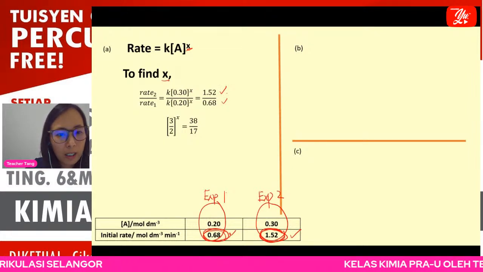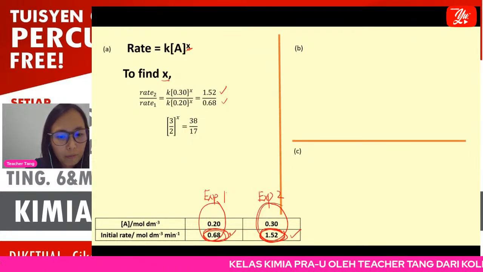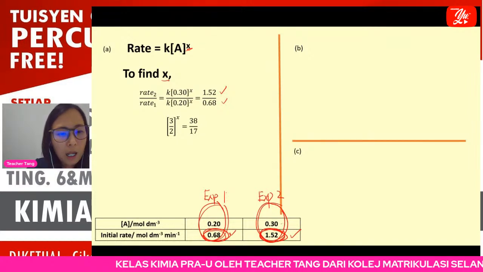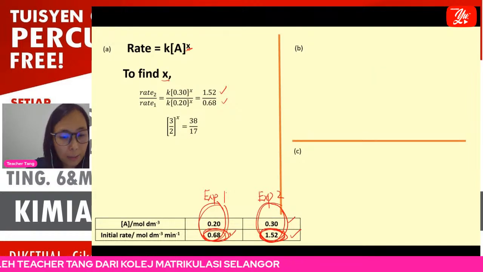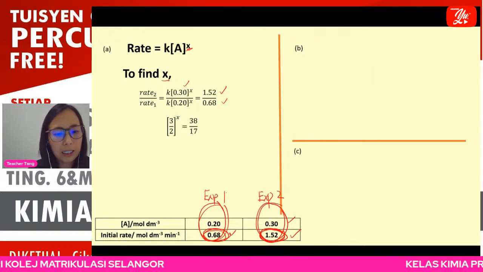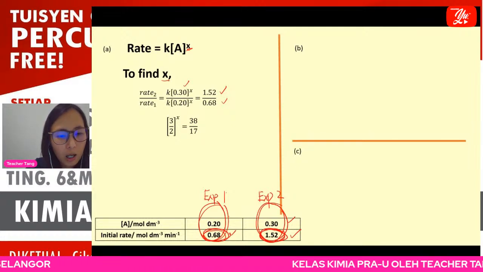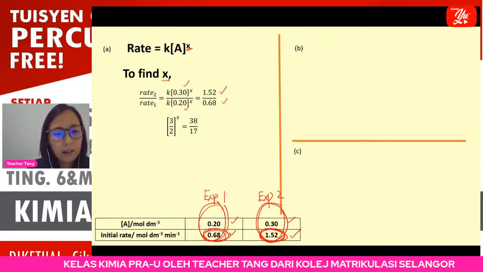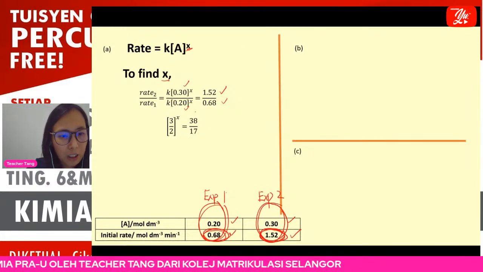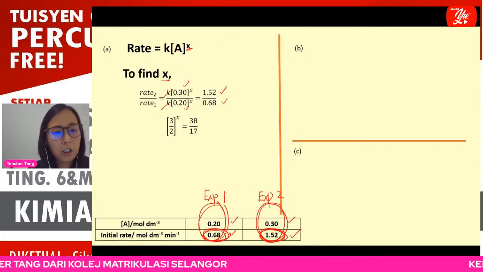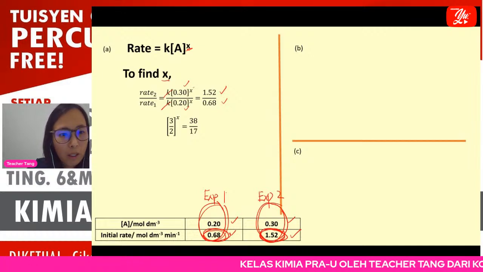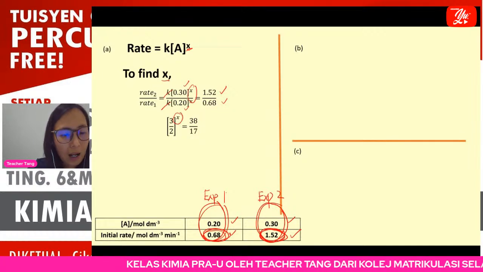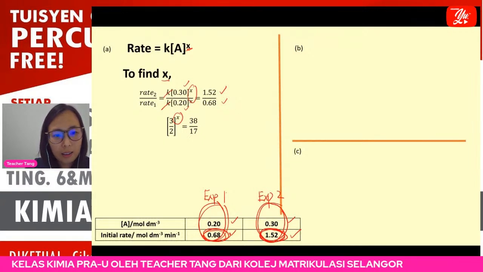Since we are dividing the data for experiment 2 by the data for experiment 1, we need to substitute the concentration of the reagent in experiment 2 into the rate law equation as well, and divide by the concentration of reagent A in experiment 1, and this will give us this expression. Because the temperature is the same, the rate constant can be cancelled out, and then the power is the same, so mathematically we can bring it out, to give us this expression.